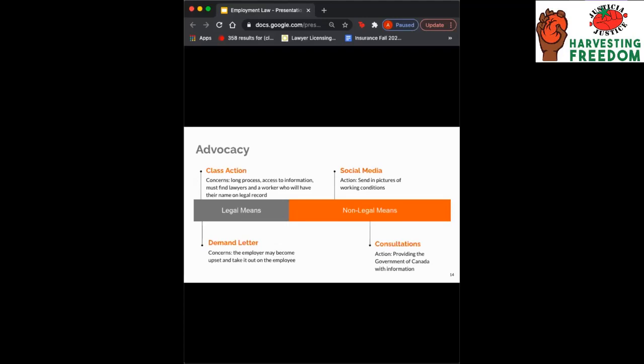Firstly would be to find a law firm or a group of lawyers to take on the case. Reprisals if the employer hears about this. Also the timeliness of a class action, it can be lengthy, between 2 years or longer. Having access to information, and then lastly, having an individual to become the representative plaintiff, which would mean having their name on the record.